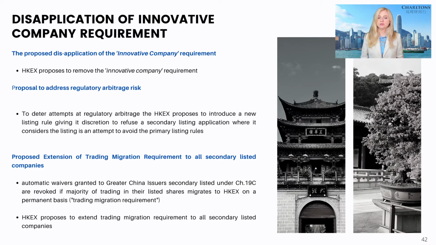Greater China issuers secondary listed under Chapter 19C will lose the benefit of the automatic waivers if the majority of trading in their listed shares migrates permanently to the Hong Kong Exchange. This requirement only applies to Greater China issuers. To ensure consistency in the requirements, the exchange is proposing to extend this so-called trading migration requirement to all companies with a secondary listing on the exchange.